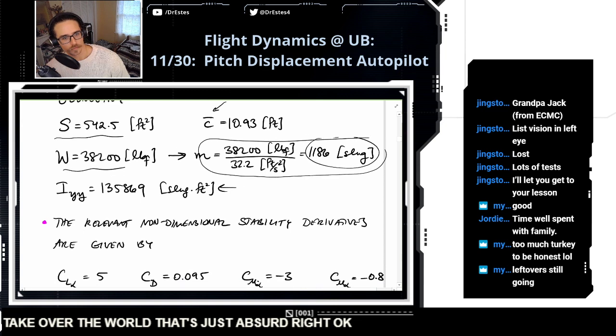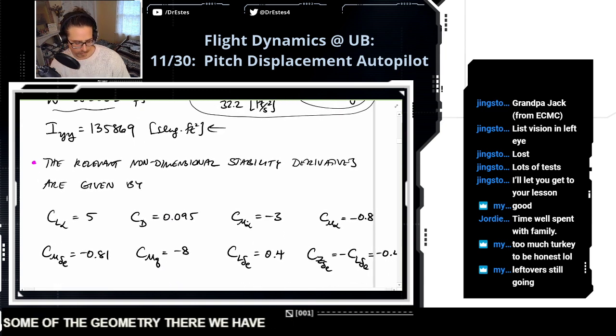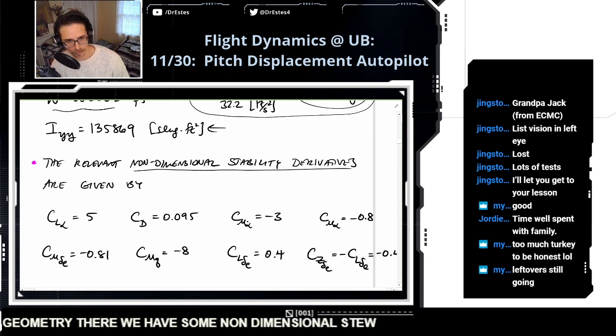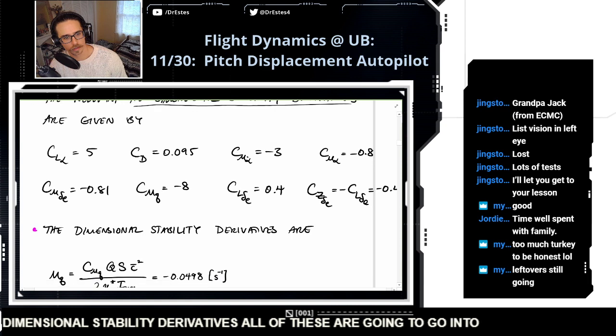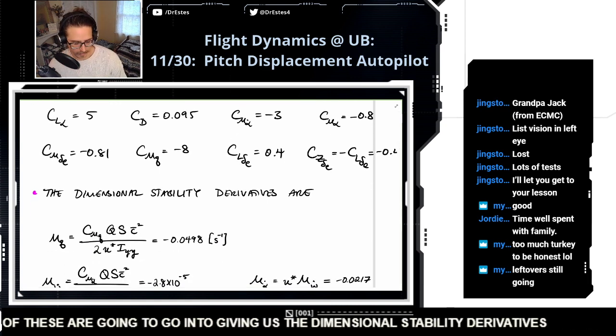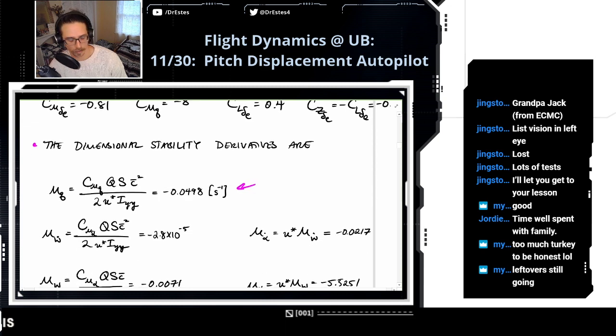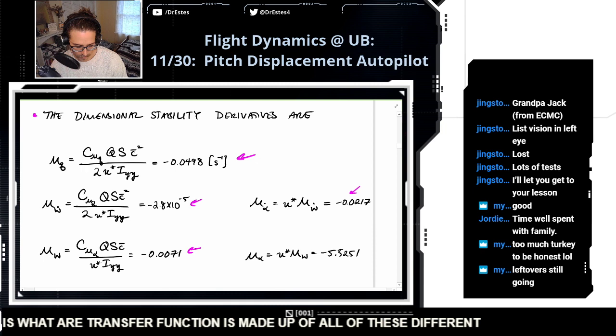Okay. So we have some of the geometry there. We have some non-dimensional stability derivatives. All of these are going to go into giving us the dimensional stability derivatives. And this is what our transfer function is made up of. All of these different terms.